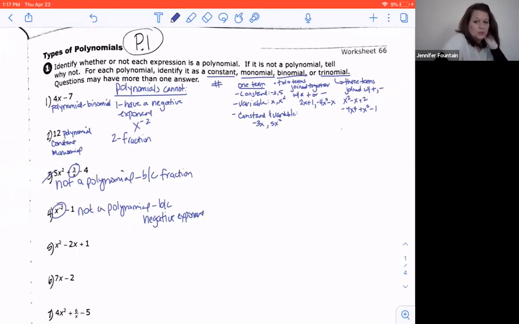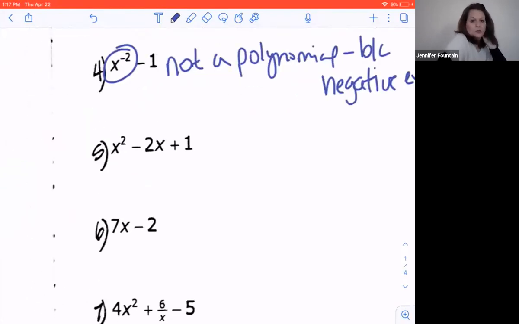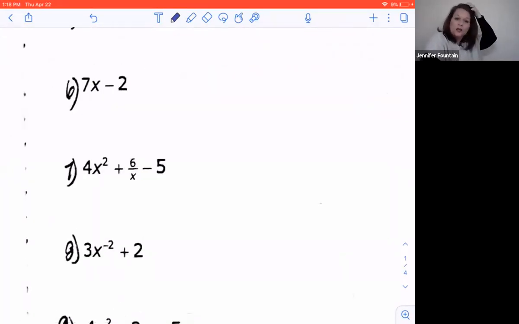All right, any questions on these? So let's look at number 5. Polynomial or not? 5 is, and what kind of polynomial is it? A trinomial, good. What about number 6? 7x minus 2, polynomial or not? Yes. It is, and it is a binomial, good. What about number 7? What's wrong with number 7? It's got a fraction, so it is not a polynomial.